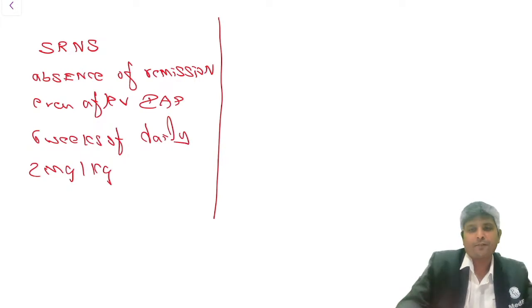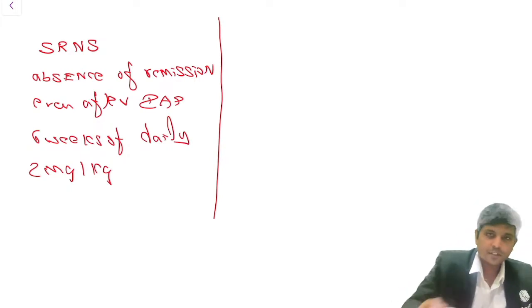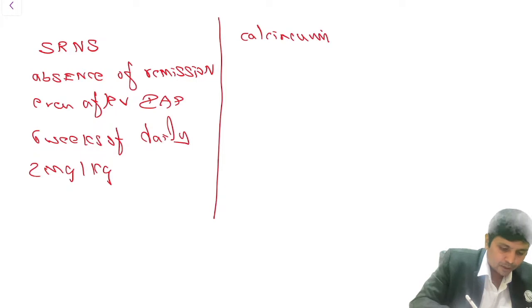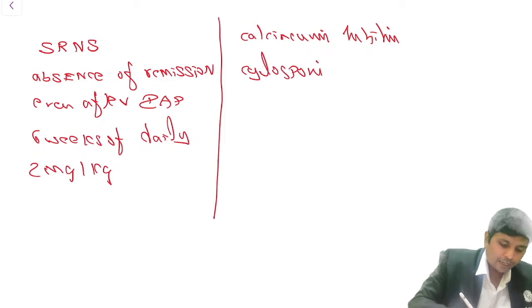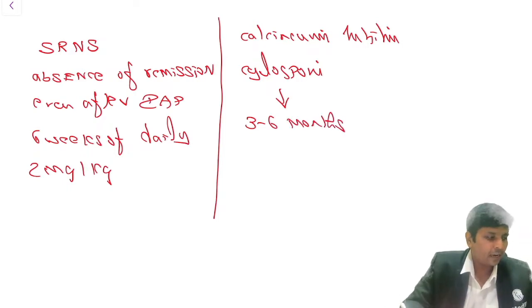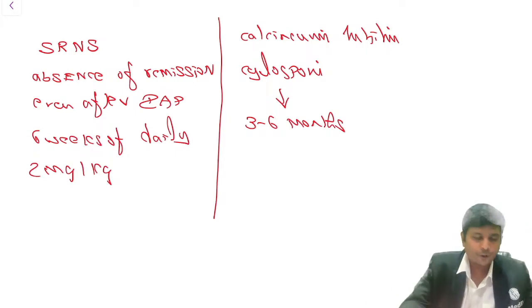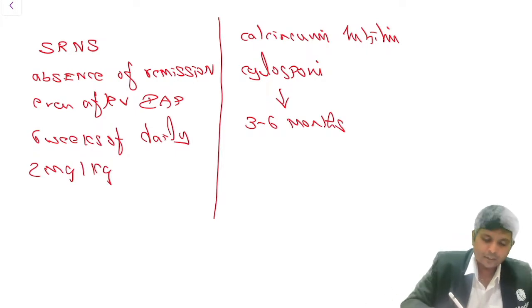So what is the treatment for steroid resistant nephrotic syndrome? Steroid doesn't work. So you need to go for what? Calcineurin inhibitors. What is that calcineurin inhibitor? You need to give cyclosporin. So you need to give cyclosporin for 3 to 6 months along with the statins, and along with enalapril, ACE inhibitors to reduce the proteinuria. So you need to give for 3 to 6 months.